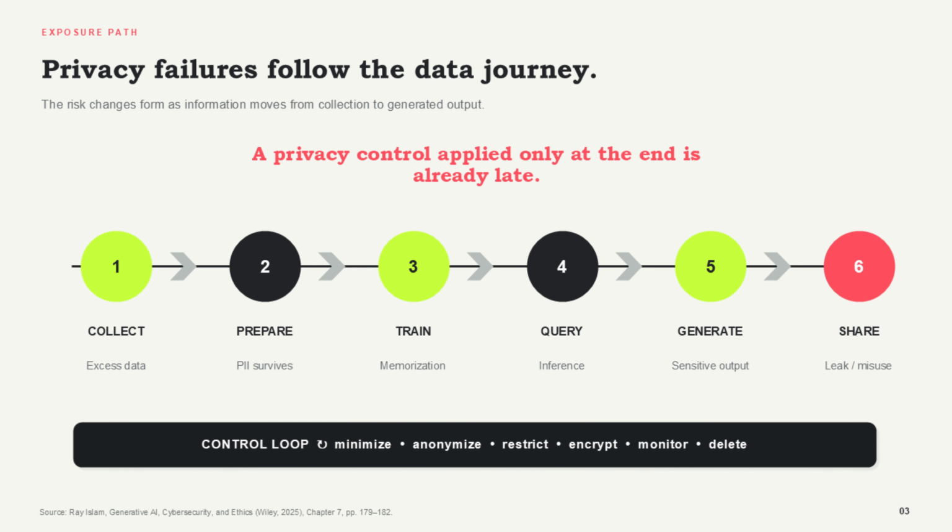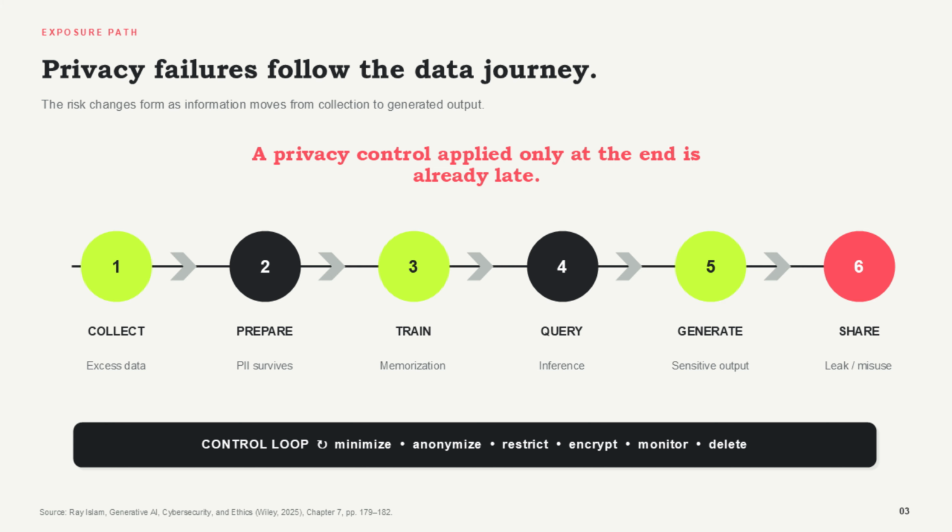Privacy risk is not a single event at the end of the pipeline. It changes shape at every stage of the data journey. During collection, the danger is taking more personal data than the task actually needs. During preparation, identifiers may remain in the dataset, or anonymization may be too weak. During training, a model can memorize sensitive examples or inherit bias from the data.